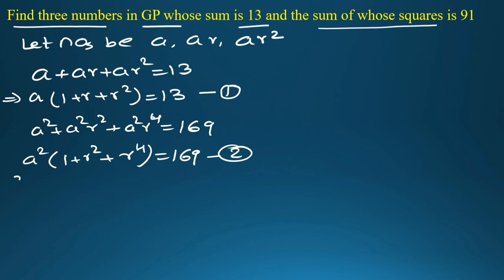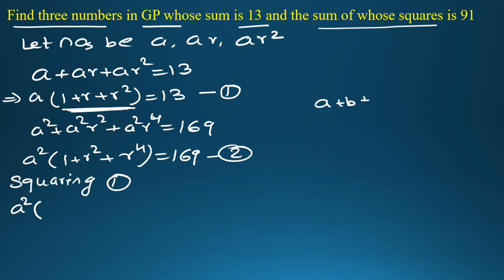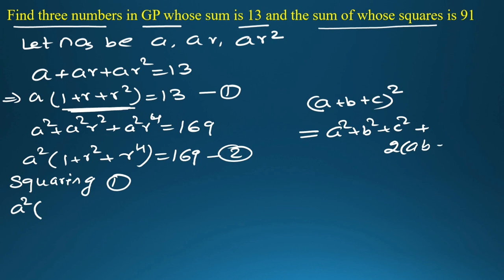So what we are going to do here? We are squaring equation 1. So what you will get here? A square, see there is less space, so I am writing a little in short. Here, we can apply the formula of (a plus b plus c) whole square. And if you don't remember the formula, then I will write it here and then erase it. Better you take a screenshot when I write the formula. It is a square plus b square plus c square plus 2 times (ab plus bc plus ac).